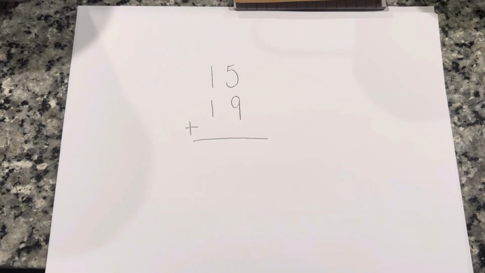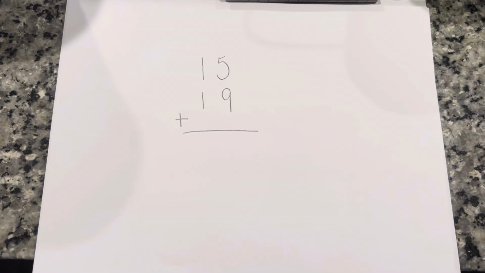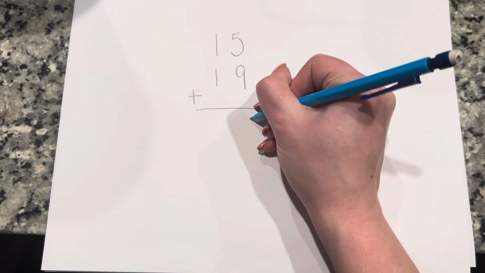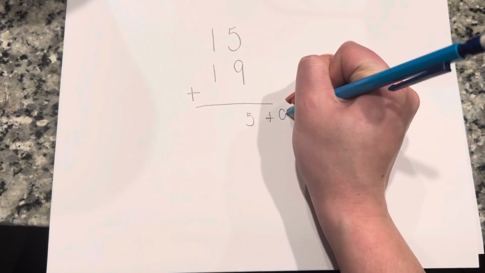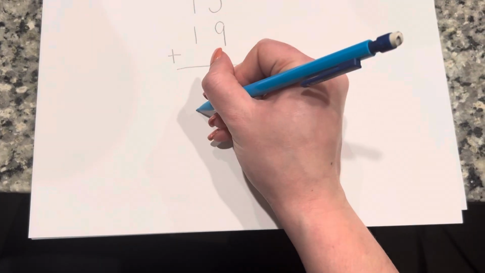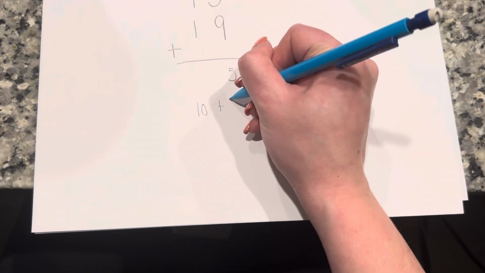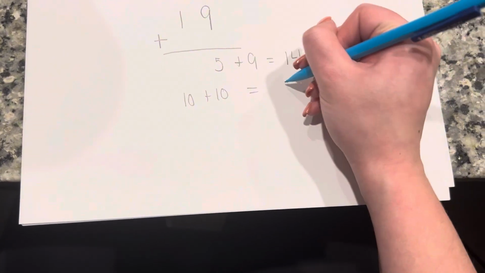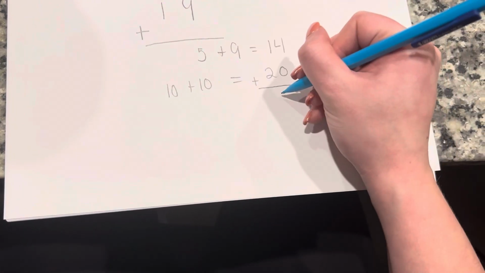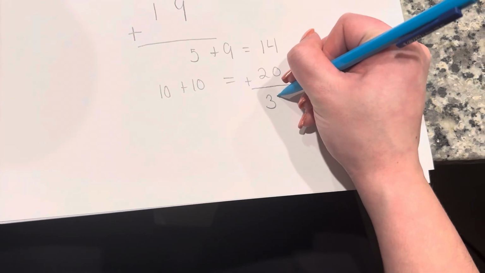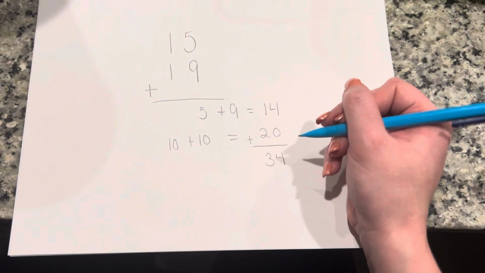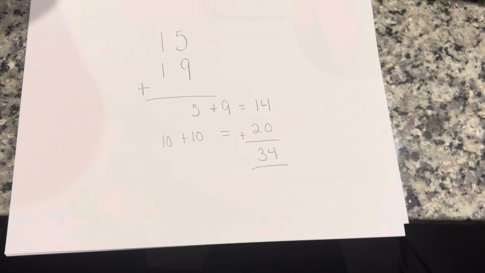Our first step is finding out how many students we have. So for this, we'll need to add 15 and 19. Let's start in the ones place. 5 plus 9 equals 14. And 10 plus 10 equals 20. And 14 plus 20 equals 34. So, we're looking to see how many tables are needed to seat 34 students.